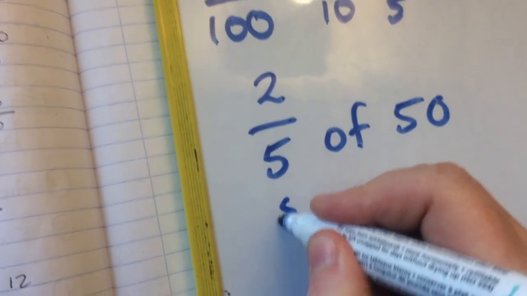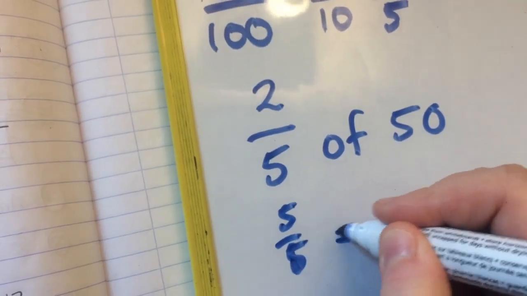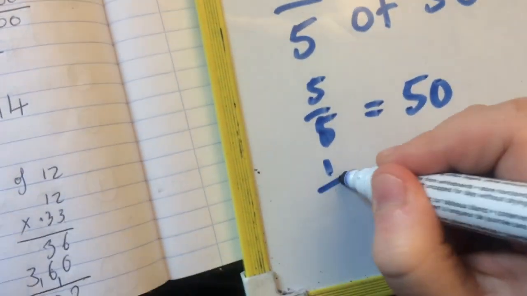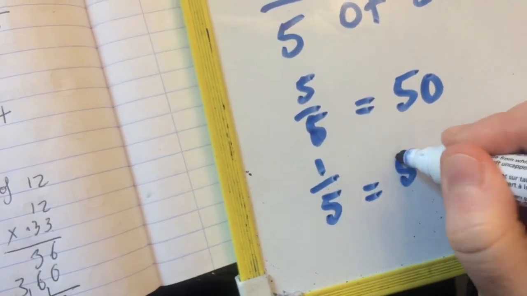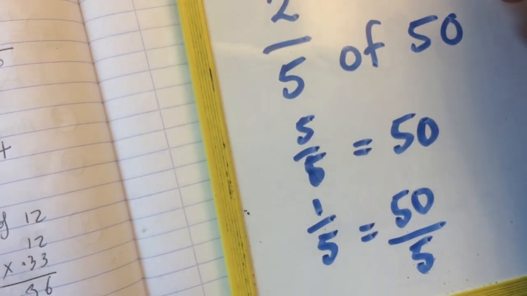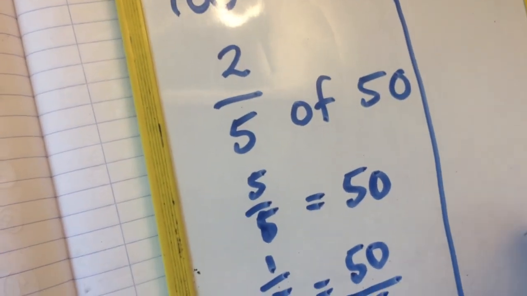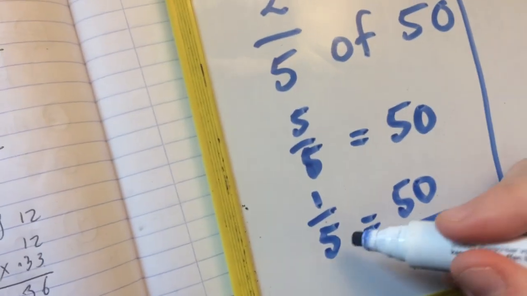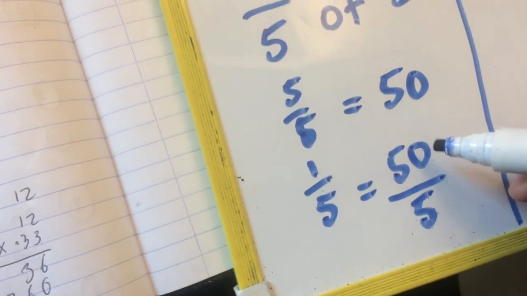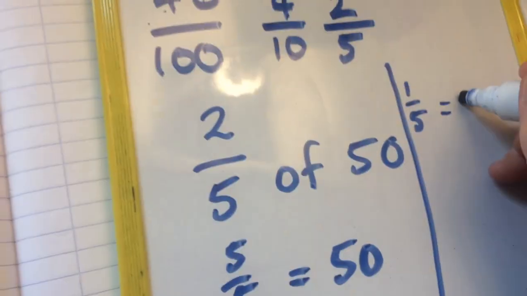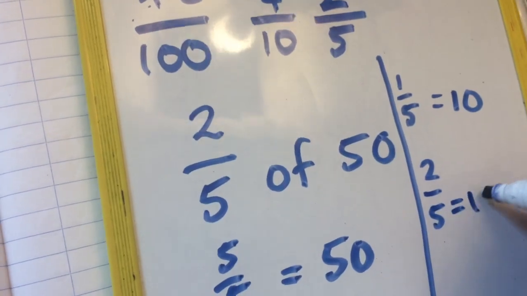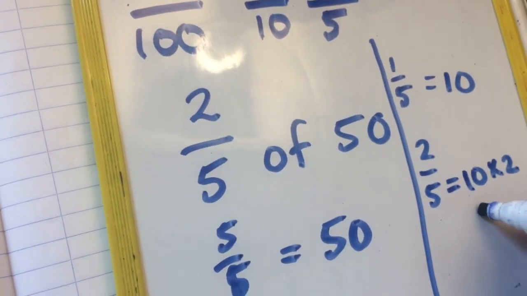If we know that 5/5 is equal to 50, then by that we know 1/5 is equal to 50 divided by 5. All right. Now I'm going to use this other side of my little whiteboard here because I haven't enough space. So 1/5 is equal to 50 divided by 5, which is equal to 10. So what do you think 2/5 are going to be? 2/5 is equal to 10 multiplied by 2, which is equal to 20.